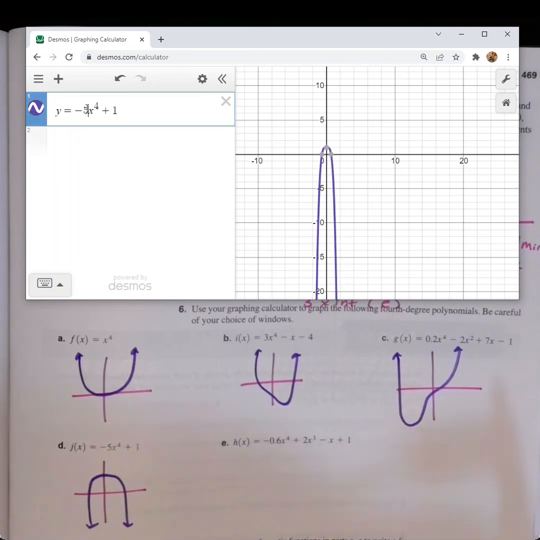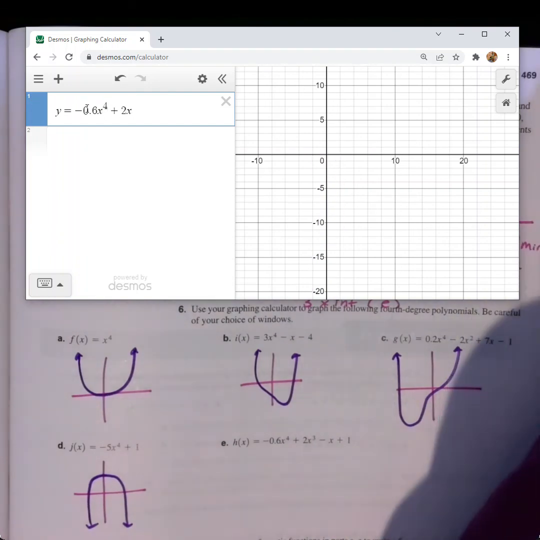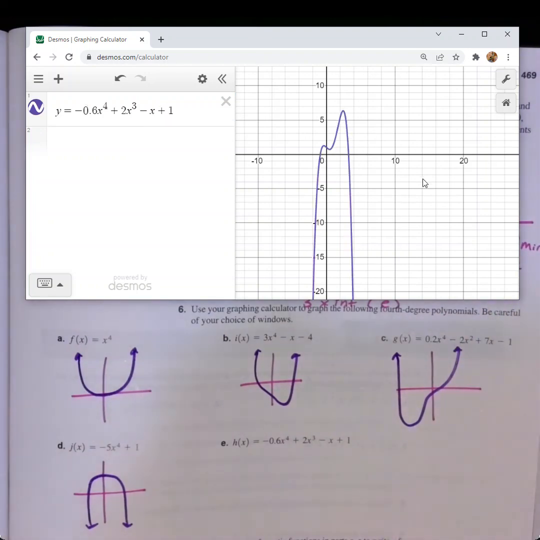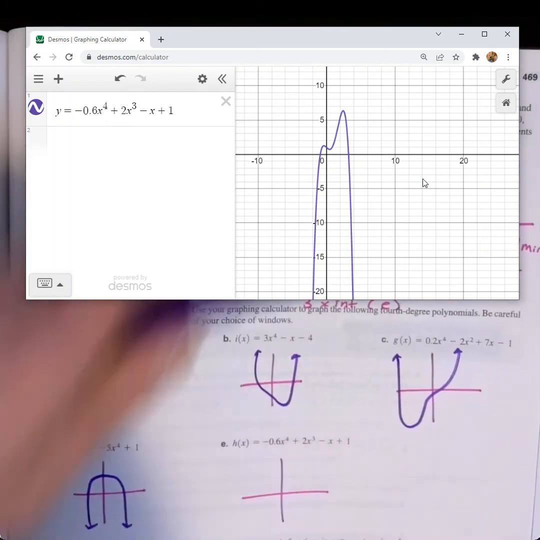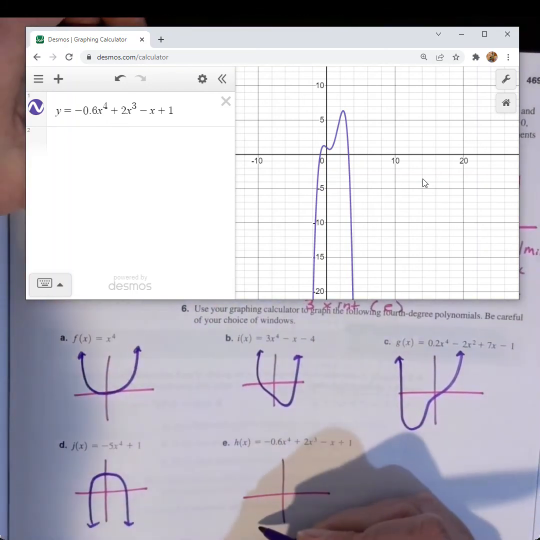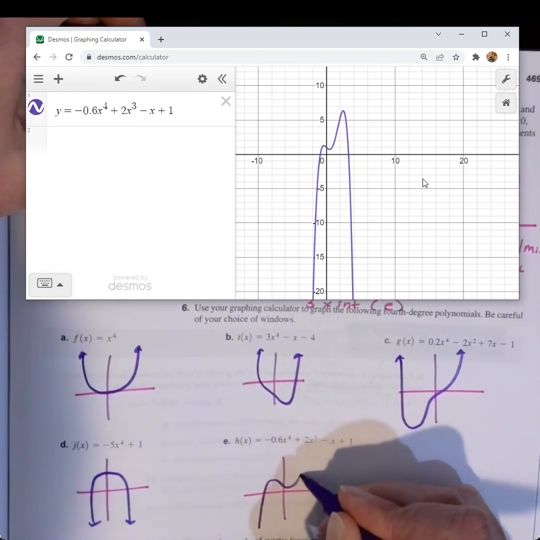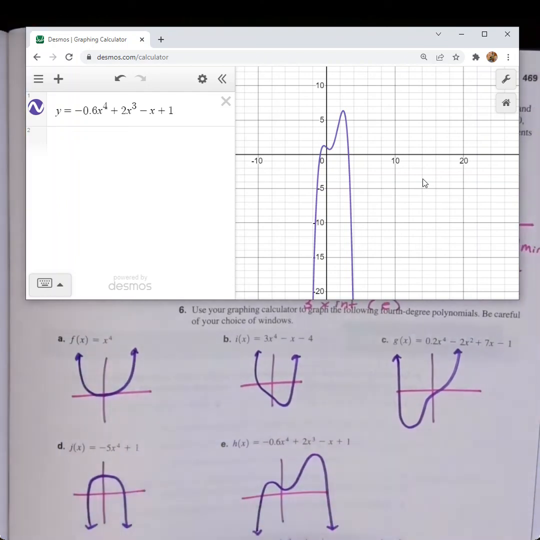And the last one they would like us to take a look at, negative 0.6x to the fourth plus 2x to the third minus x plus 1. And our shape gets even more interesting. Okay. All right, there is another shape.